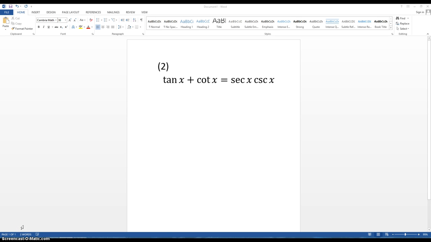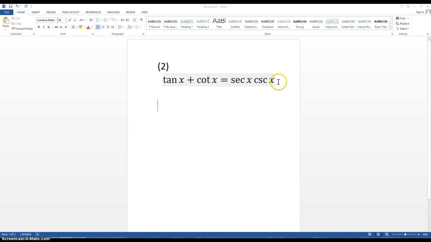Alright, let's look at number 2 now. It reads tangent of x plus cotangent of x equals secant of x times cosecant of x. Okay, so first of all, you need to ask yourself, what side looks the most difficult? And in this case, most of y'all might say the right-hand side, but it actually is the left-hand side. And you'll start getting better at this the more you work these type of problems.